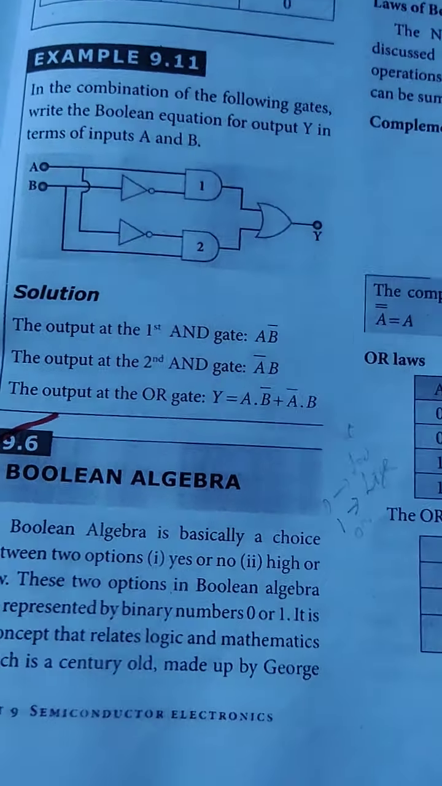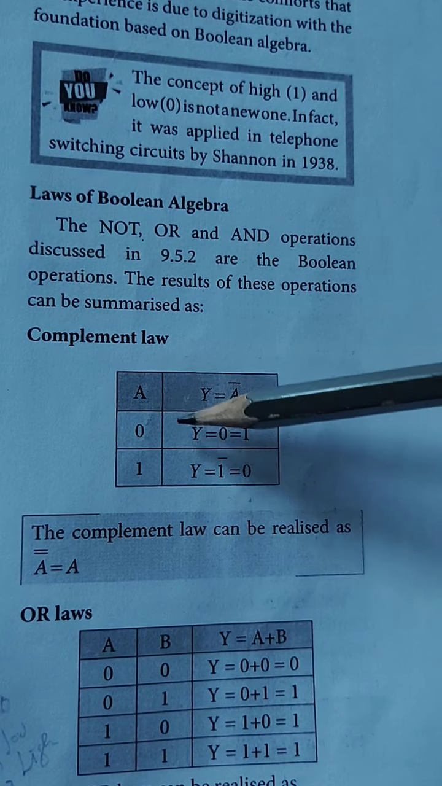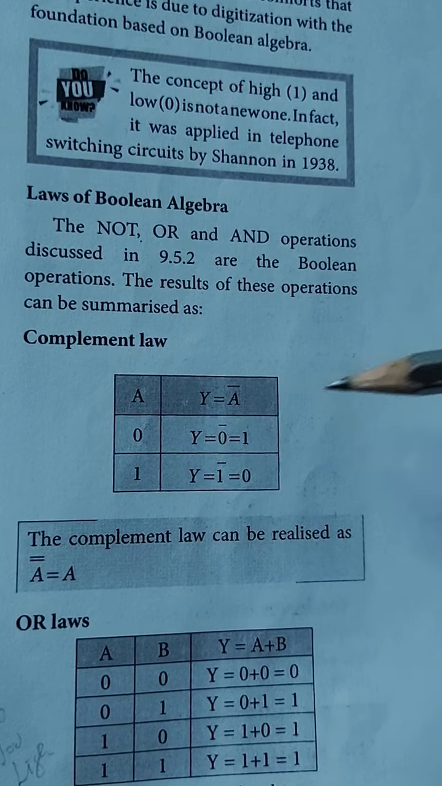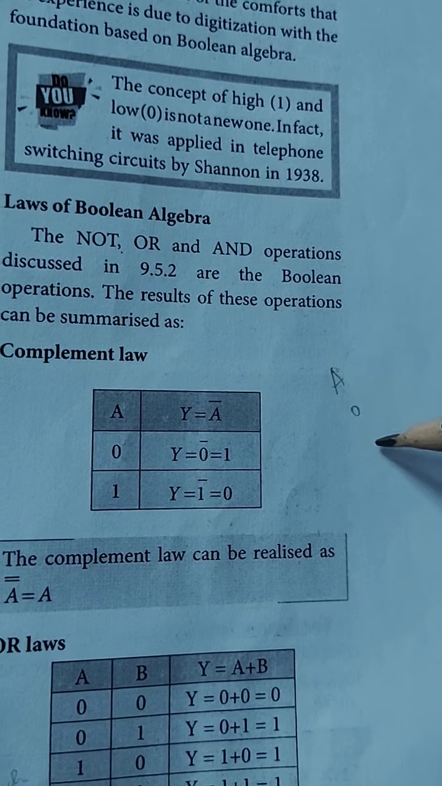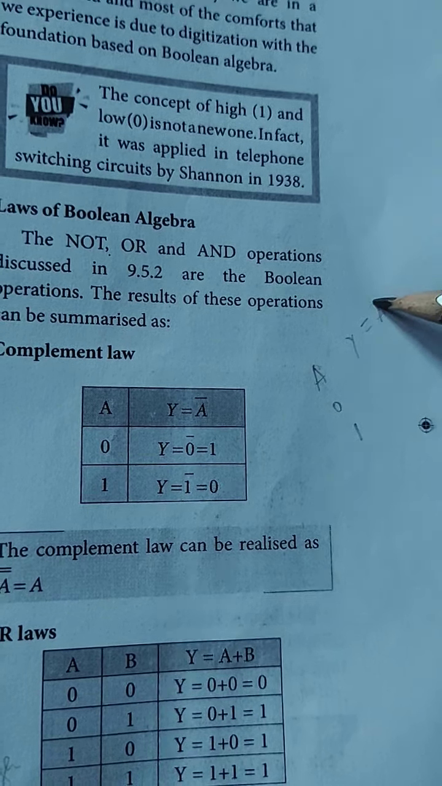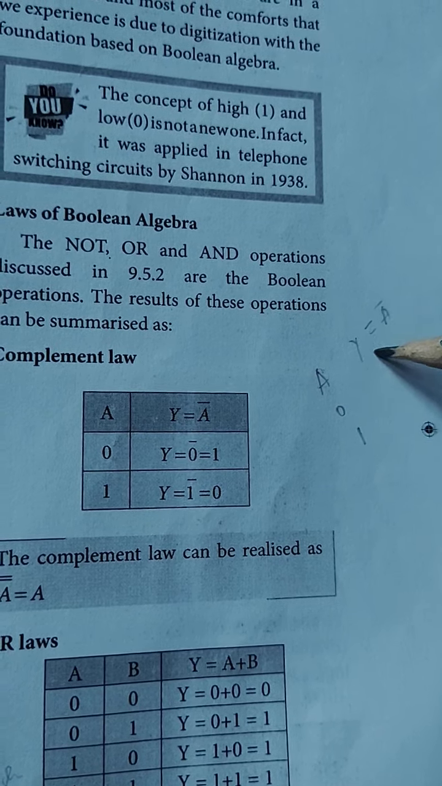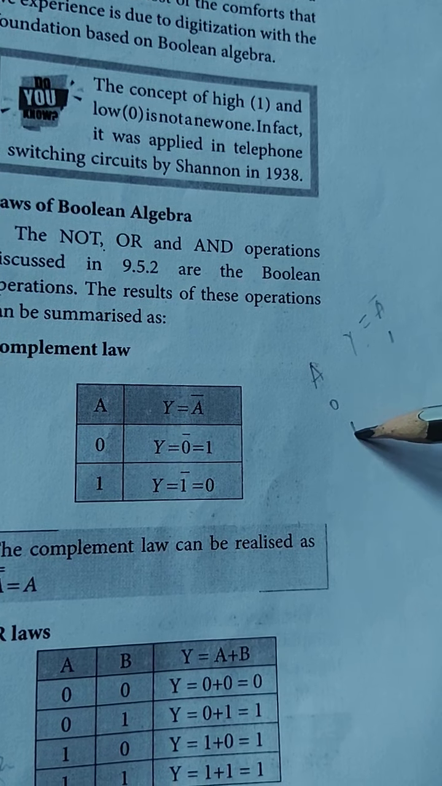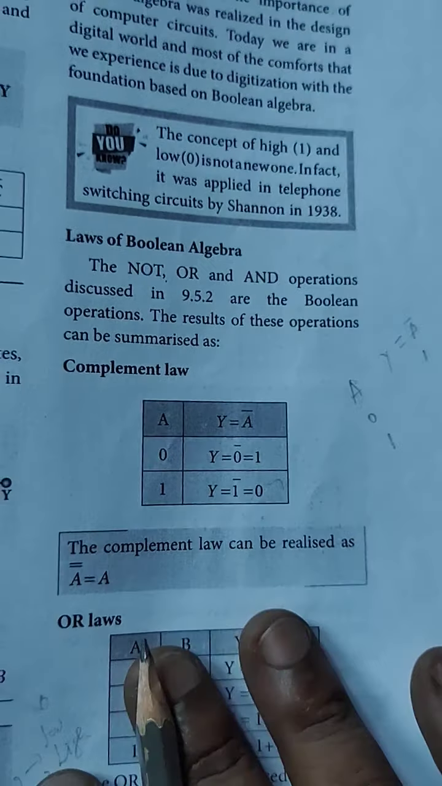So we can move to the laws of Boolean algebra. First of all, we use the complement law. The complement law is where we provide two inputs, A equal to 0 and 1, and the output Y becomes the complement. Complement means inverse value. If we provide 0, the complement of 0 is 1. If we provide the input 1, the complement of 1 is 0. This is the complement law.